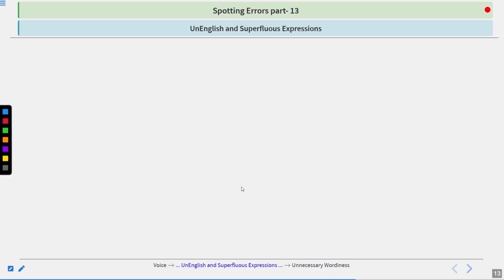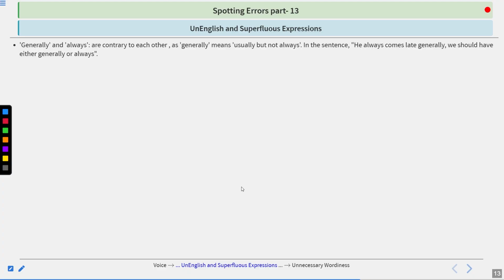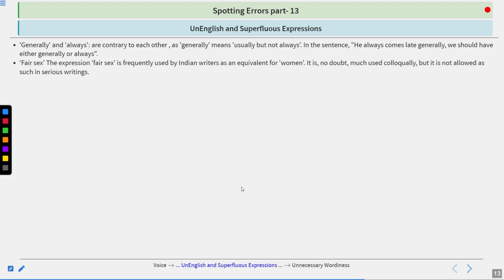Un-English and superfluous expressions. "Generally" and "always" are contrary to each other, as generally means usually but not always. In the sentence "He always comes late generally," we should have either generally or always. "Fair sex." The expression "fair sex" is frequently used by Indian writers as an equivalent of "women." It is no doubt much used colloquially, but it is not allowed as such in serious writing.